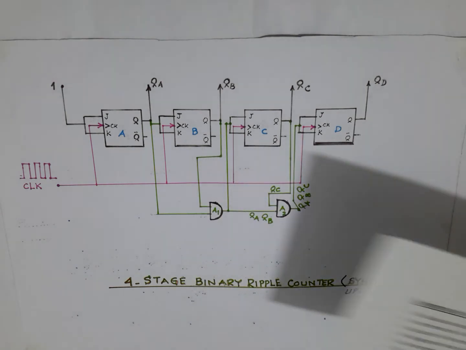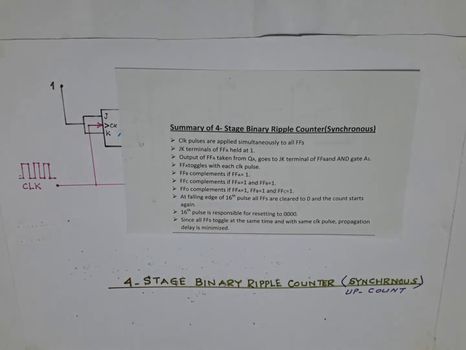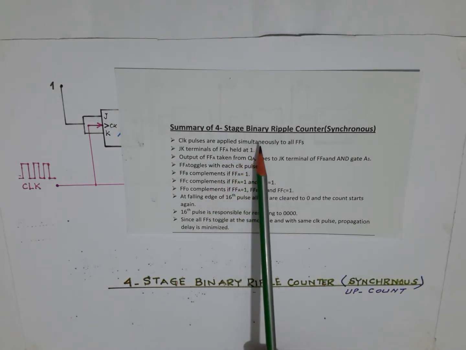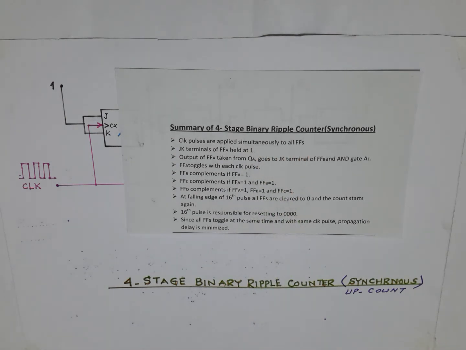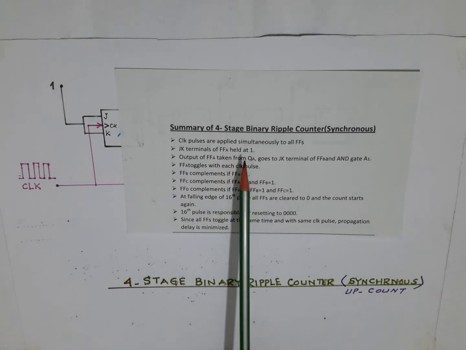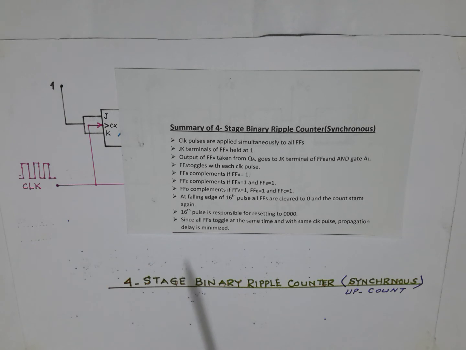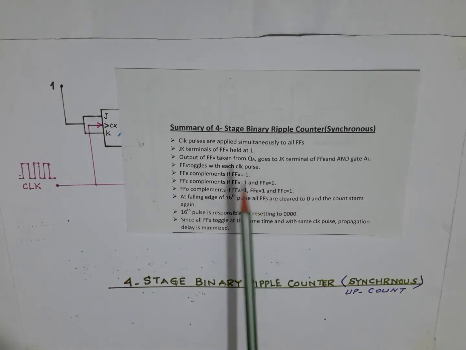Now coming to the summary of the flip-flops. Summary is: clock pulses are applied simultaneously to all flip-flops. In asynchronous, clock pulse was applied to the first flip-flop only. JK terminal of FFA is held at 1. In case of asynchronous, all the 4 JK terminals were connected to logic 1 voltage for toggling mode, but in this case only the JK terminal of the first flip-flop is tied to logic 1 voltage.